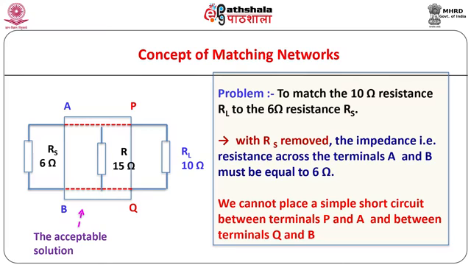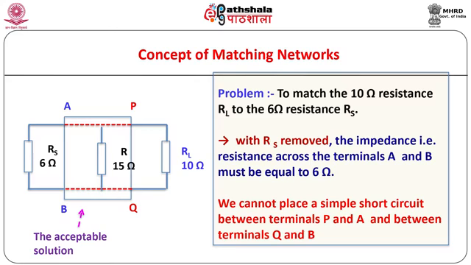Now, consider a simple resistive network as shown. Here, we want to match the 10 ohm resistance RL to the 6 ohm resistance RS. This means, with RL removed, the impedance, that is resistance in this case, across the terminals A and B must be equal to 6 ohm. For this, we cannot place a simple short circuit between terminals P and A and between terminals Q and B. We can easily understand that it will not serve the purpose of matching.